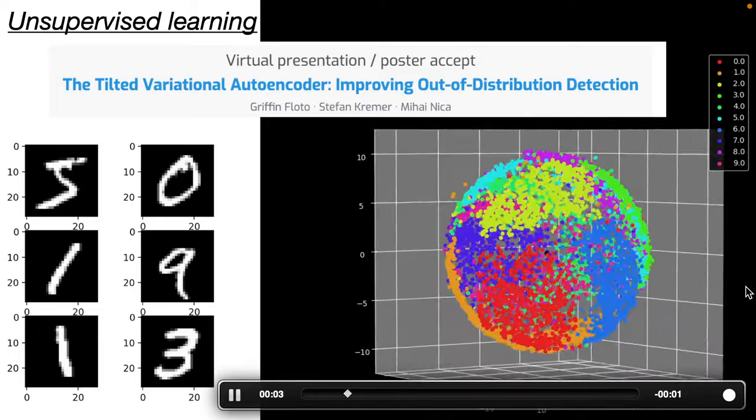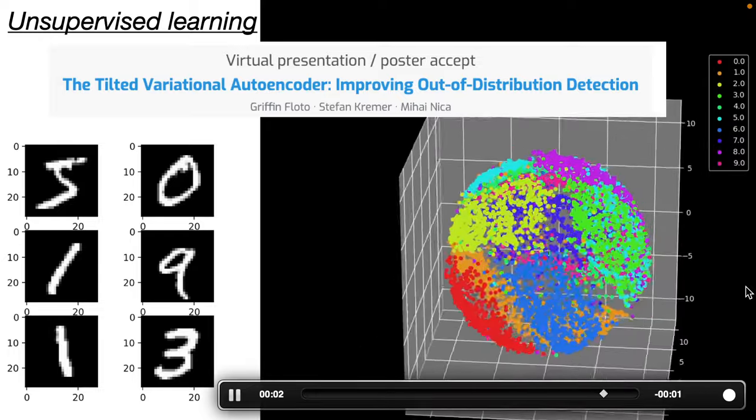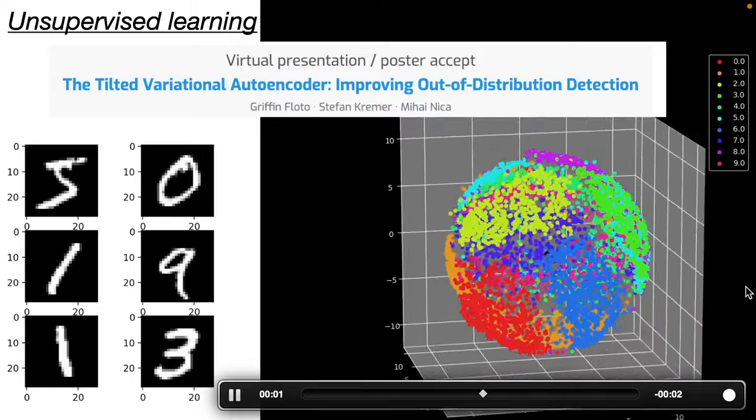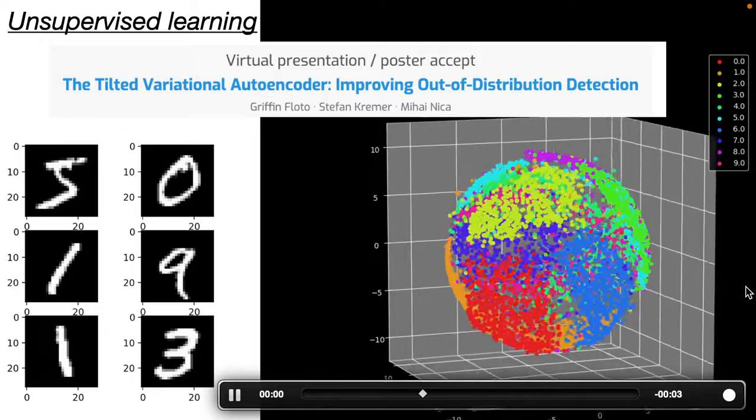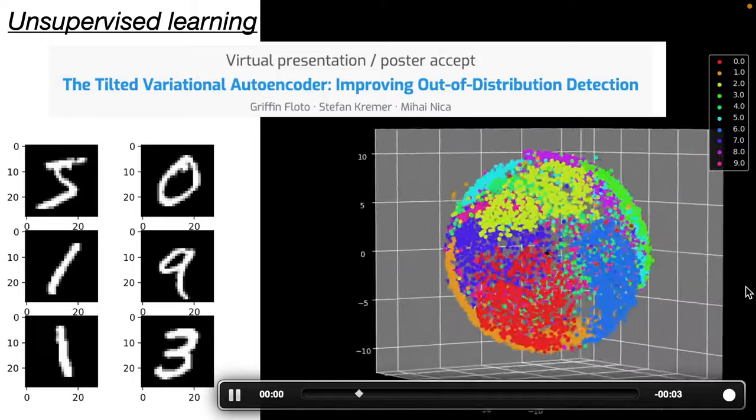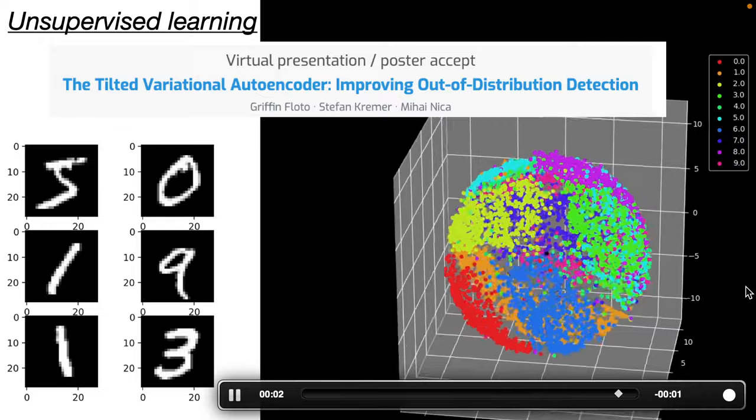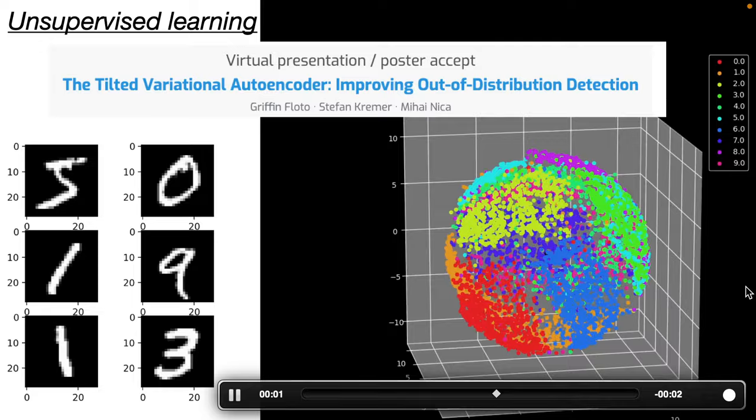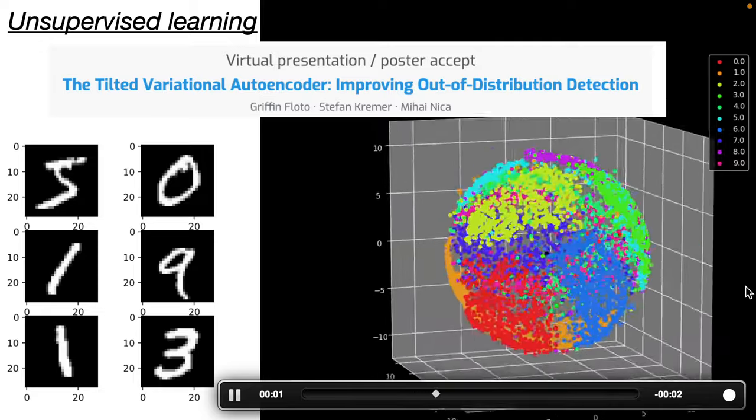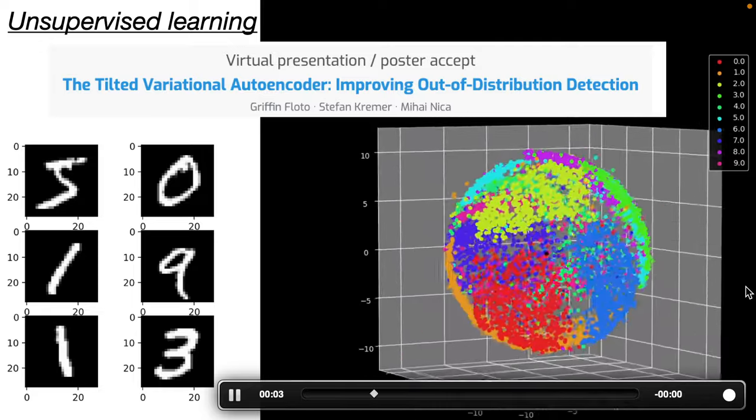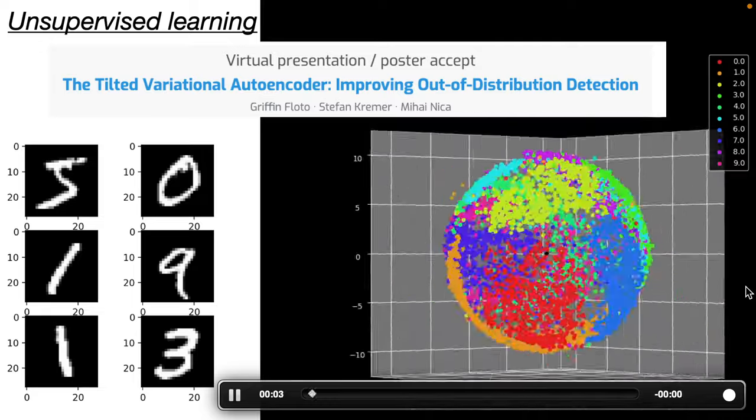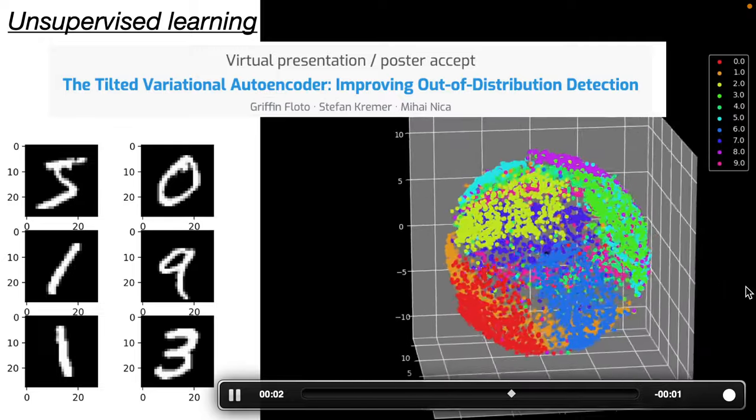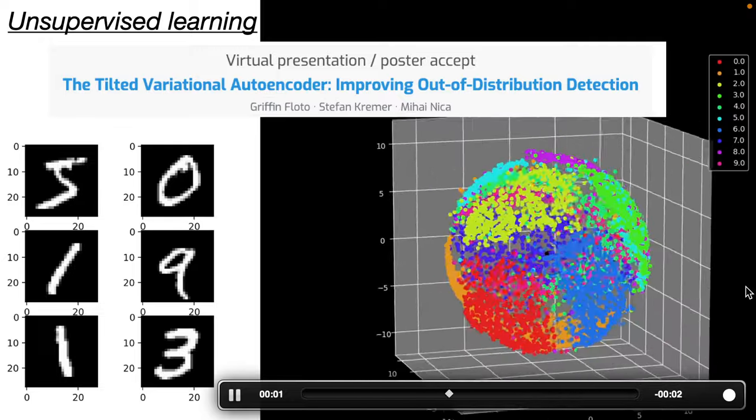This is a paper we wrote with a student here, Griffin Flotto, who's now at Toronto. The whole point of this paper was to do out-of-distribution detection. If you have a whole bunch of images of digits and somebody brings an image of a cat, you want your computer to say, hey, that's not a digit, that's a cat. How does it do that? It turns out we mapped all the digits to a sphere, and if you give it a cat, it will hopefully not be on the sphere. Then we say, you're pretty far from the sphere, so you're probably not a digit. So that was the point of this paper. It's a fun example, and the nice thing is, you don't have to use any labels.